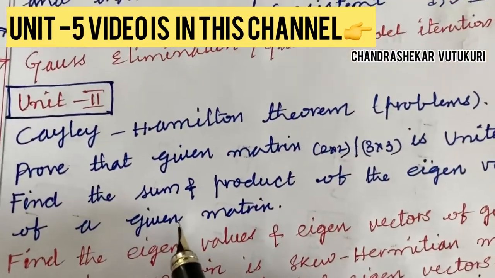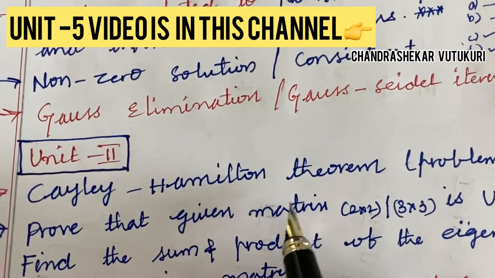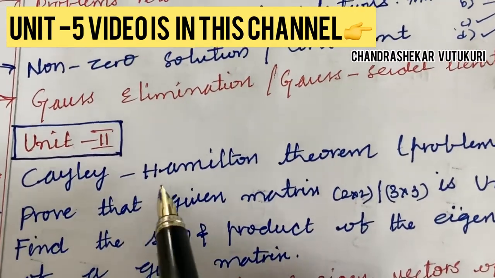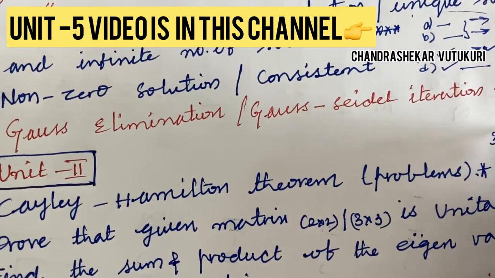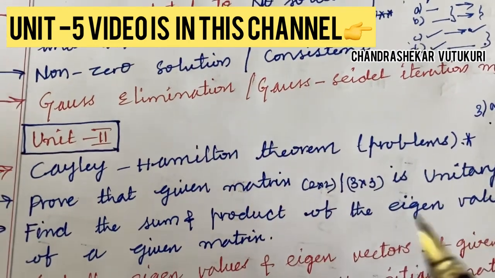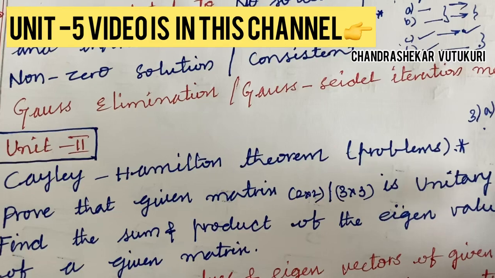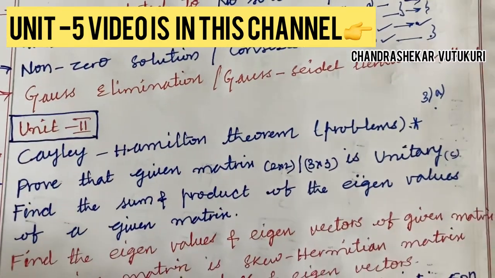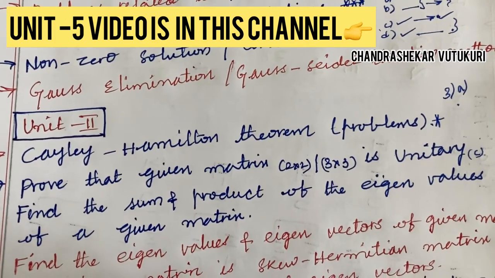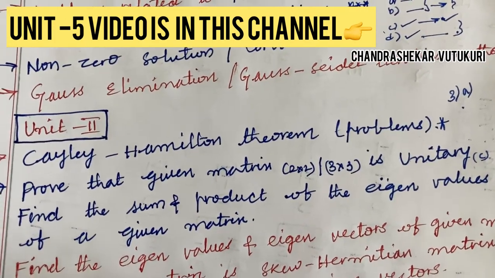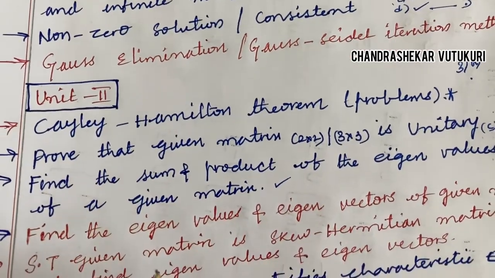Later, unit 2: the important questions I can give you are the short questions as well as the long questions in this video. The Cayley-Hamilton theorem and the problems related to it may be the 3 A question in the question paper this time. Prove that the given matrix of size 2 by 2 or 3 by 3 is unitary may be the short question, that may be the C, such types of questions. Please do work out even the other problems, whichever were told as important by your faculty. Find the sum and product of the eigenvalues of the given matrix may also be a short question.